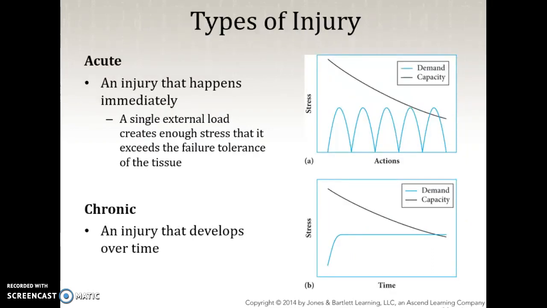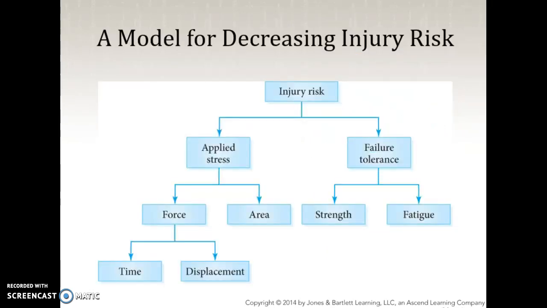So our types of injury, we have acute and chronic. Acute happens immediately, chronic over time. Okay, how we can decrease injury risk.